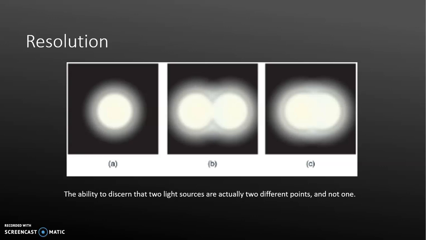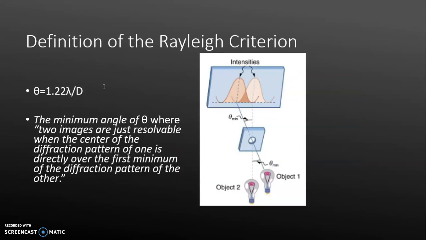Okay, now that we know that diffraction, which is light traveling as a wave, can be bent through an opening and produce a diffraction pattern, and we know that resolution is our ability to discern that there are two light sources, we can now discuss the Rayleigh Criterion. Here, this equation, theta is equal to 1.22 times the wavelength divided by the diameter. This equation is what we can use to determine if the Rayleigh Criterion is met.